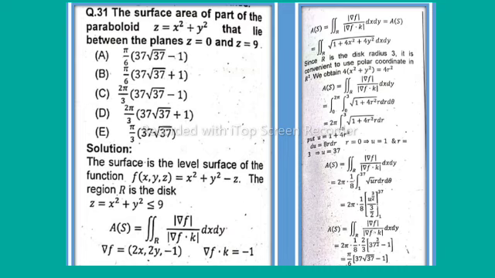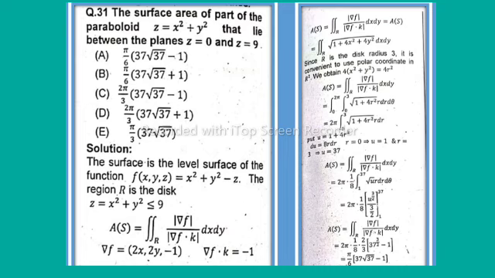Solution: the surface is the level surface of the function f of x, y, z equals x squared plus y squared minus z. The region R is the disk x squared plus y squared less than or equal to 9, and the surface area is the integral over R of the absolute value of del f divided by the absolute value of del f dot k, dx dy.